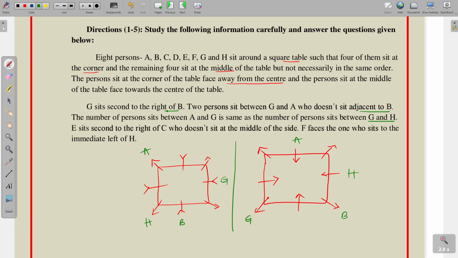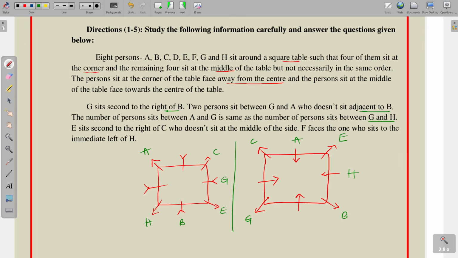And next, E sits second to the right of C, who doesn't sit at the middle of the table. So see, C doesn't sit in the middle of the table, in the sense C is sitting at a corner of the table. Suppose if we place C here, E is the second to the right of C. Here already H is placed. So C is not placed here. So if C is placed here and E is placed here, it is the first condition. Coming to the second one, if C is placed here, E is placed here.